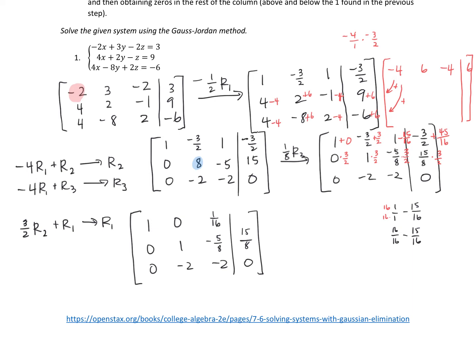And then we have negative 3/2. Let me erase that work. All right, we have negative 3/2 plus 45/16. So the common denominator is 16, so scale up by 8. So that will be negative 24/16 plus 45/16. So that is 21/16. So that is the last element of that row.